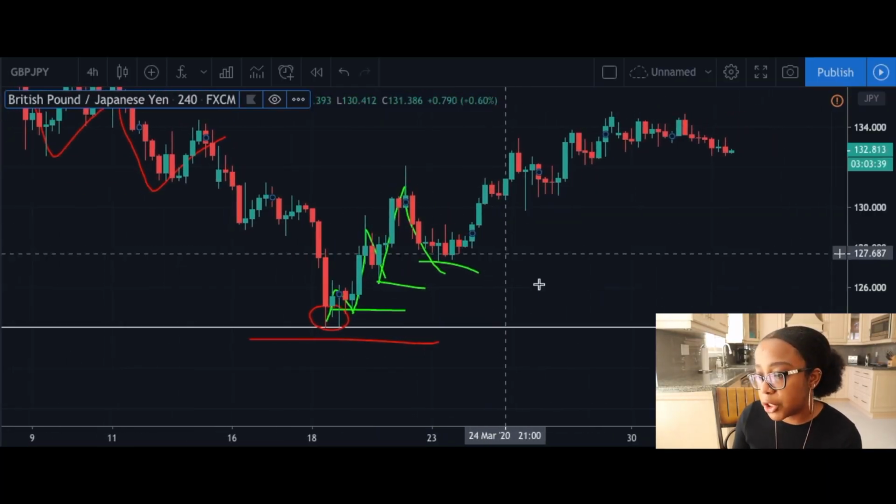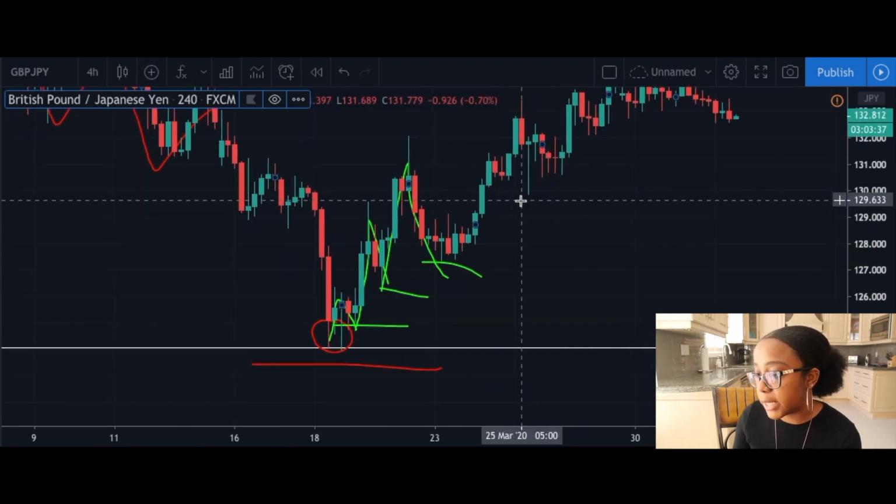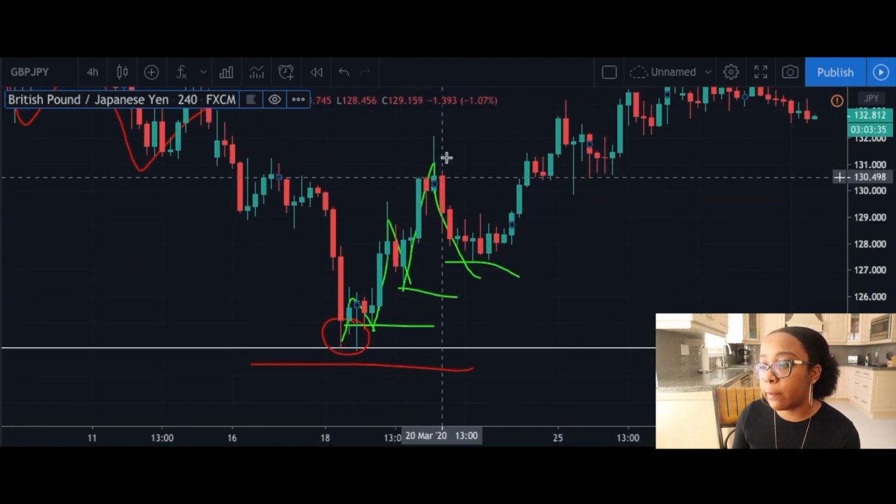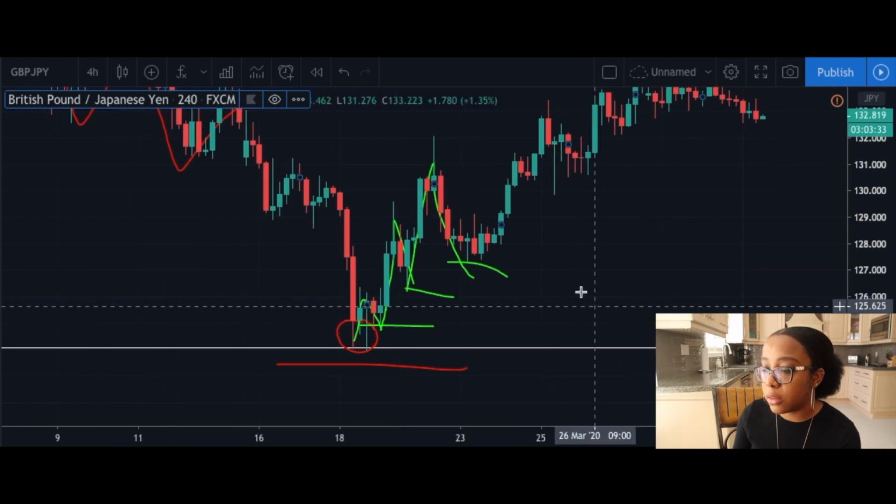So this is just what I do to practice and backtest, just to see the pivot points, see when price is changing structure and moving in the next direction.